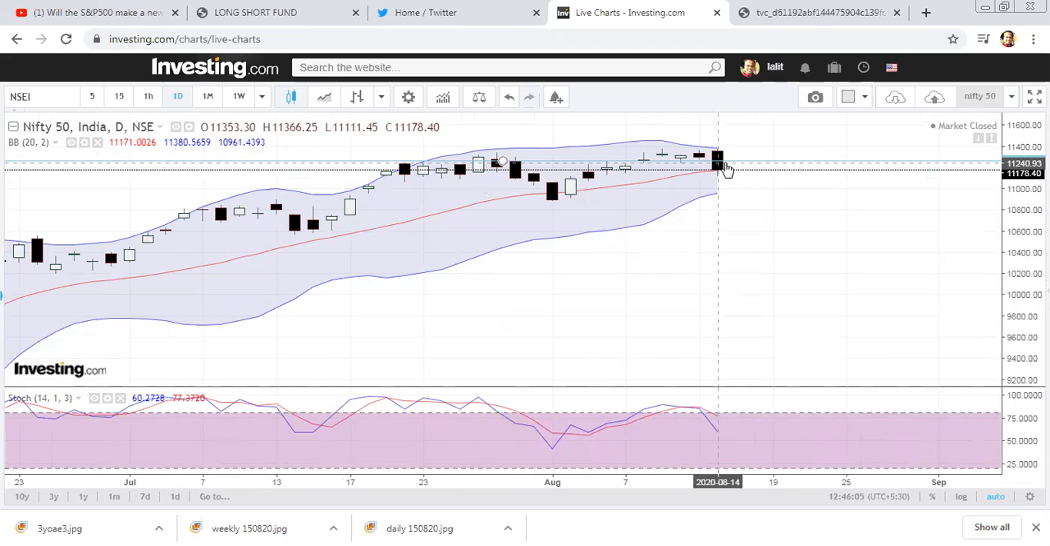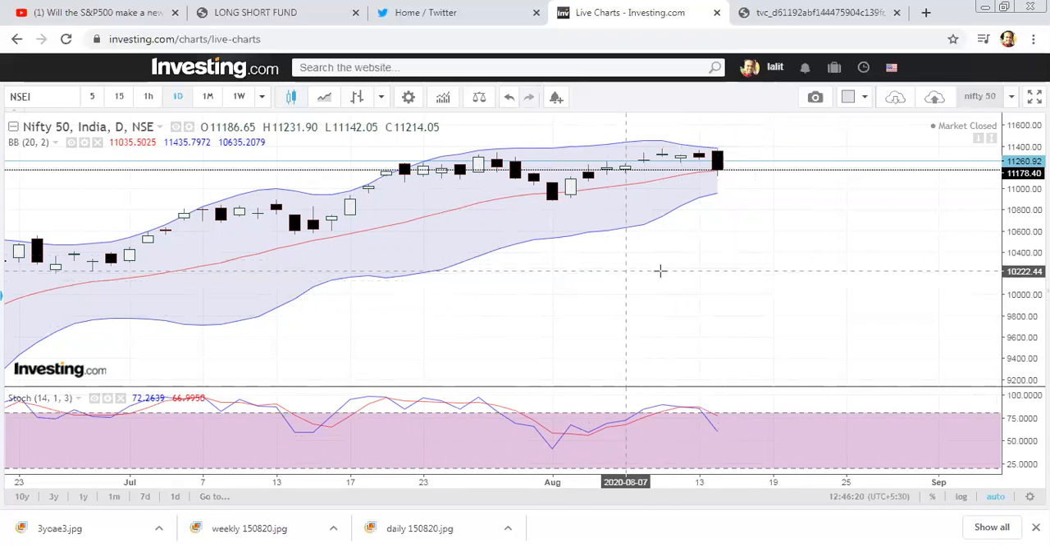Another reason that we could break down next week is the momentum indicators. As you can see here on the stochastics, the momentum has started to fade and it could signal the market falling next week.